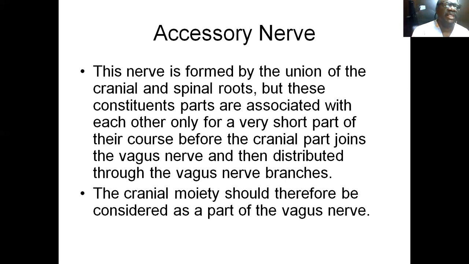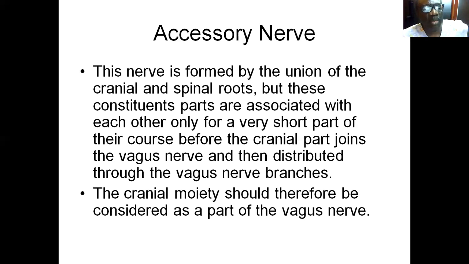We're going to look at the accessory nerve. This nerve is formed by the union of the cranial and the spinal root, but these constituent parts are associated with each other only for a very short part of their course before the cranial part joins the vagus nerve and is then distributed through the vagus nerve's branches. So this is a very funny nerve. It distributes its branches through the vagus nerve.